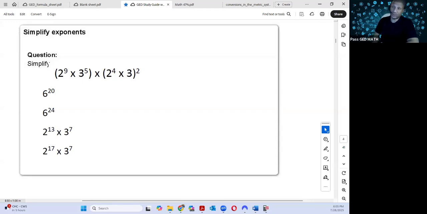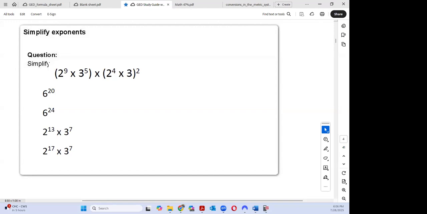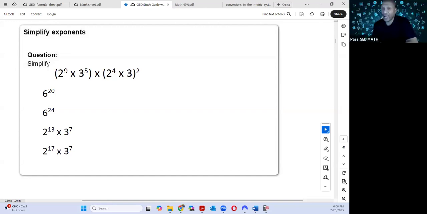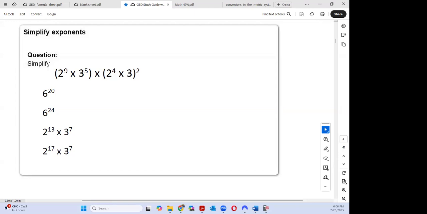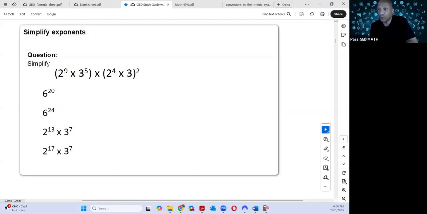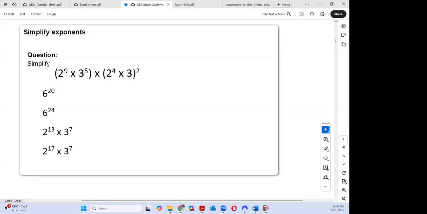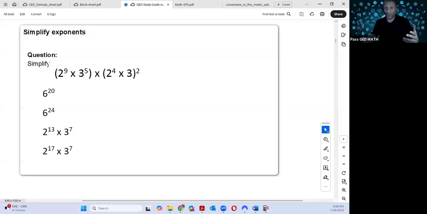6 to the 20th, 6 to the 24th, 2 to the 13th times 3 to the 7th, 2 to the 17th times 3 to the 7th. Which ones? Say it again. 2 to the 13th times 3 to the 7th, definitely not that one. 6 to the 20th, and what else? 6 to the 24th. Right away.